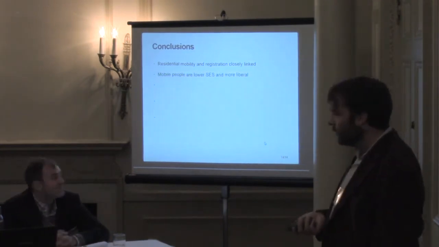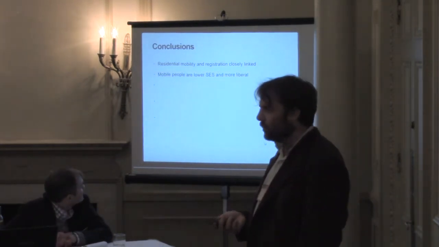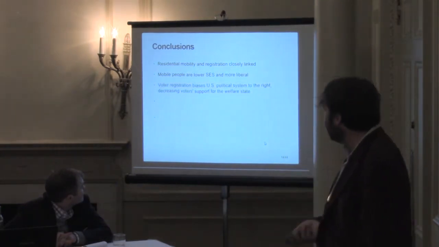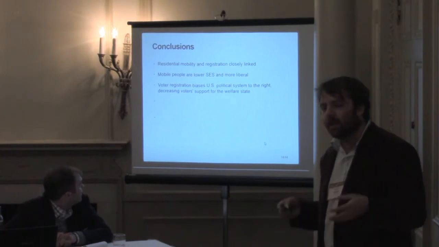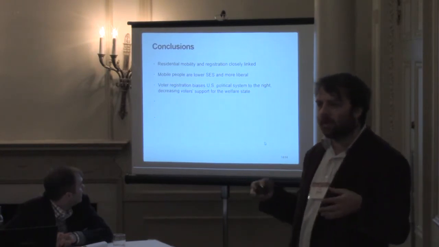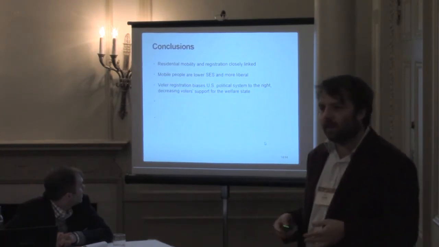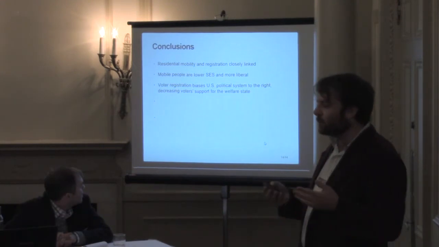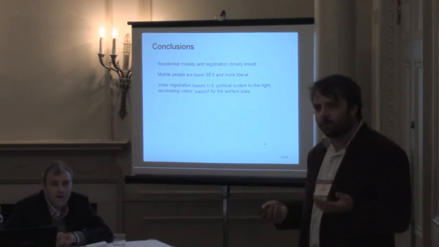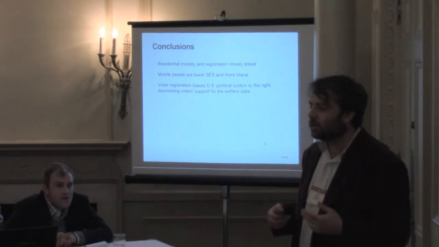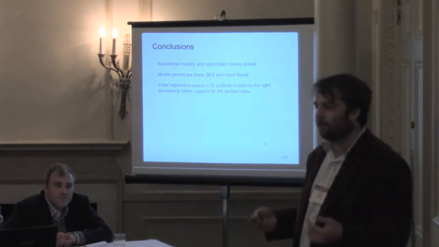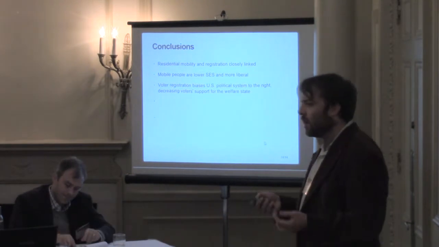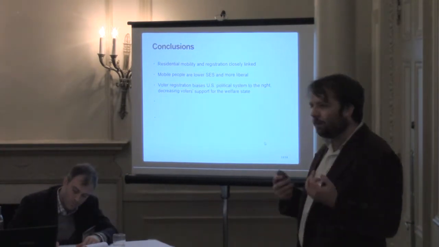And these mobile people are lower SES and more liberal. I think you've given me a lot of evidence for this. And so what we see is that this voter registration system actually biases American democracy towards the right. And this isn't a new phenomenon. We've known this has been true for hundreds of years. Voter registration began as a system to exclude people who didn't have property rights, and then it became a system to exclude blacks. And it's currently operating along much the same lines.